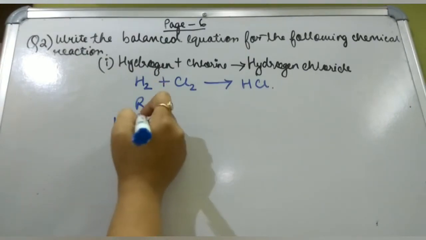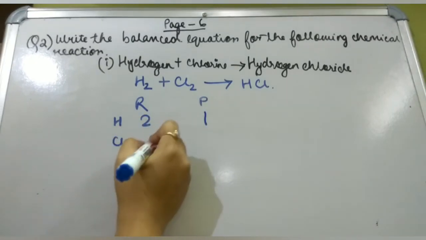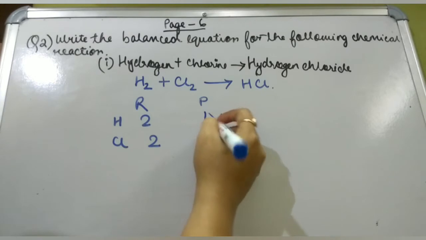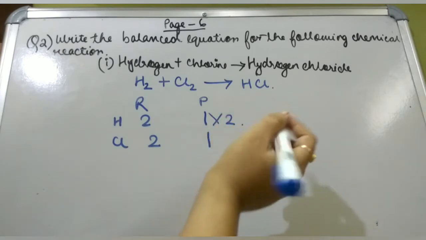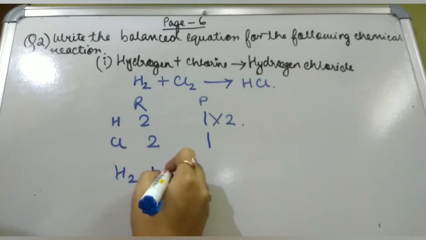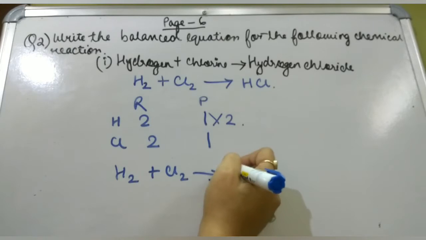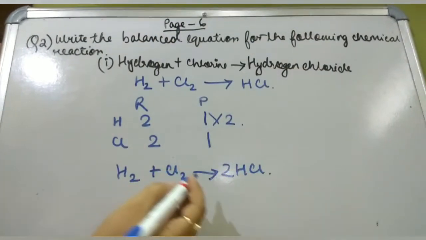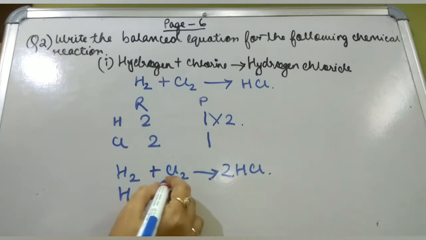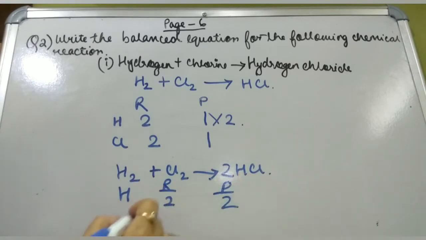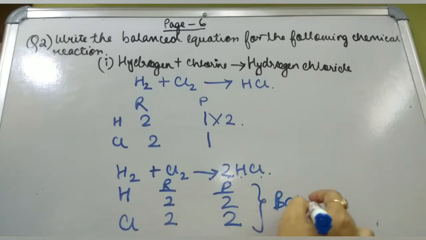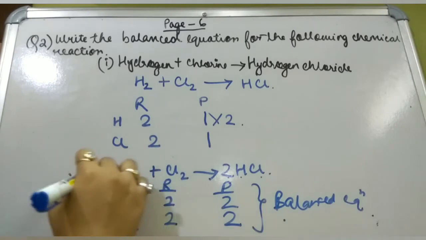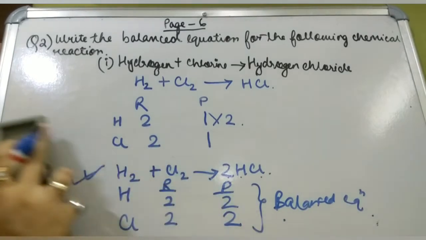Let's see. So here hydrogen we have 2 in the reactant and 1 in the product. Chlorine we have 2 in the reactant and 1 in the product. So let's multiply hydrogen, 1 hydrogen with 2. 1 into 2, we will get 2 hydrogens in the product. So let's write the new equation, that is H2 plus Cl2 gives us 2 HCl. Now let's count the number of atoms. Hydrogen, 2 in the reactant and 2 in the product, and chlorine 2 in the reactant, and again we have 2 chlorine in the product. After multiplying hydrogen chloride in the product with 2, we are getting a new number for chlorine, that is 2. So this is the balanced equation. This is the new balanced equation.